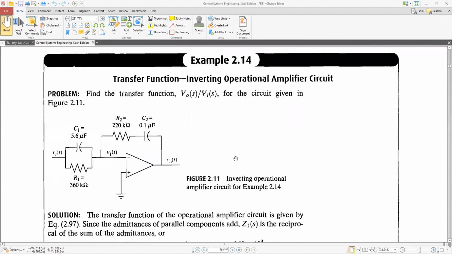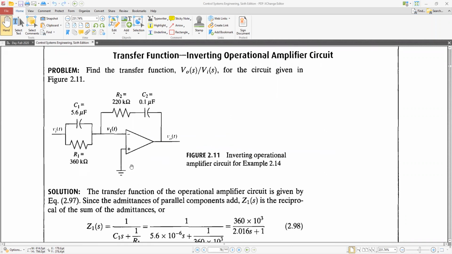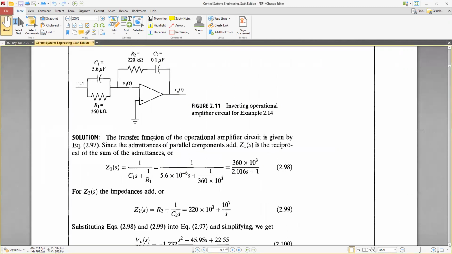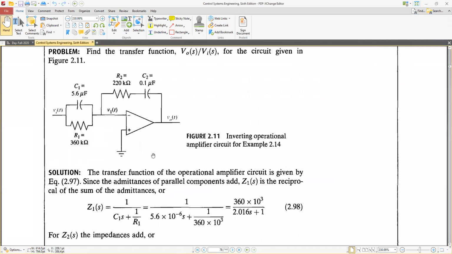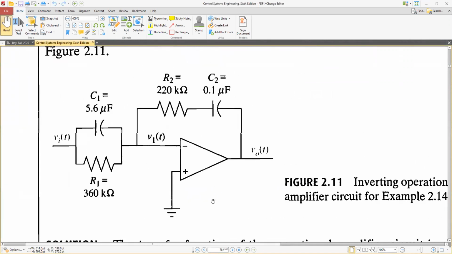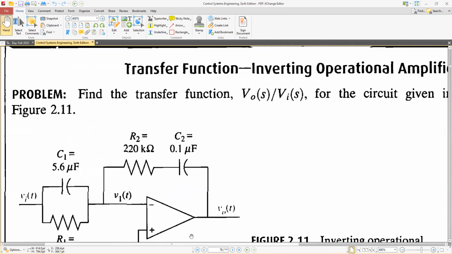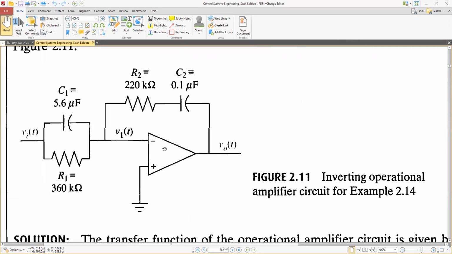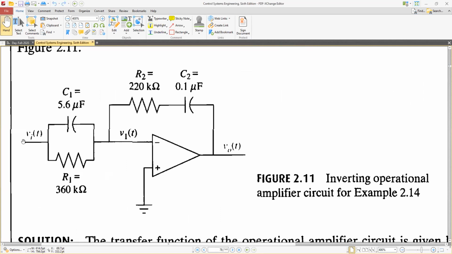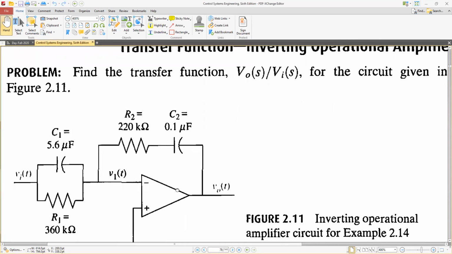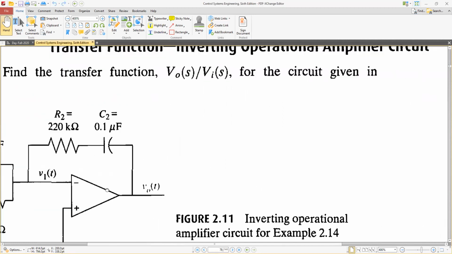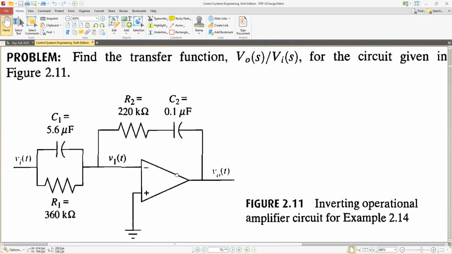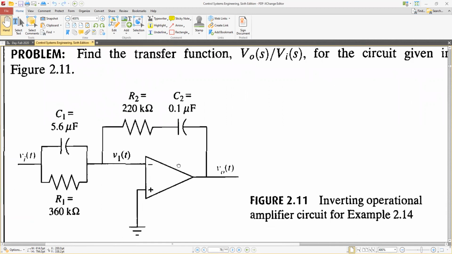Now, see the problem, problem 2.14. Find the transfer function V naught by Vi for the circuit given below. So here a circuit is given. For this circuit we have to find V naught divided by Vi. V naught is the output, Vi is the input. The circuit is in figure 2.11.